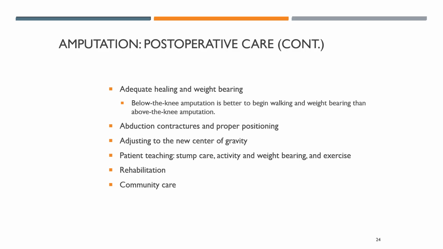Some additional postoperative care when a patient's had an amputation. Below the knee amputation is easier for people to begin walking and weight bearing than above the knee. For abduction contractures, we do sometimes roll them on their belly, which is really unusual. We don't want that stump contracted, so we want to make sure that we are working to prevent that. They also have a new center of gravity, so they have to really, really work for that. We have to teach them stump care and how to do weight bearing and exercise.